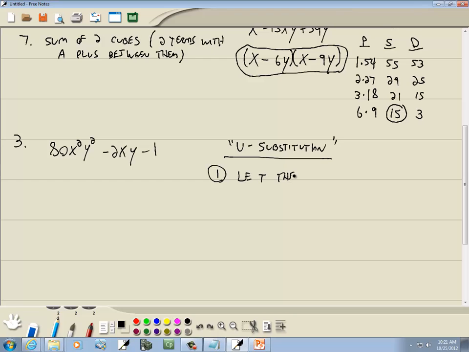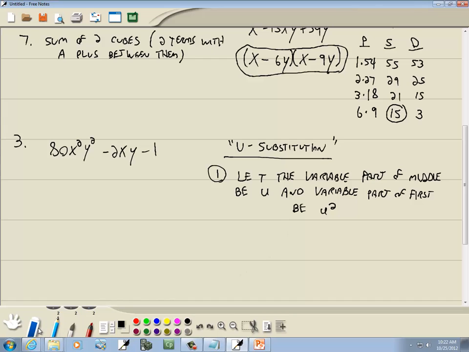Let the variable part of the middle be U, and the variable part of the first be U squared. And if that don't get any more vague than that, I don't know what.